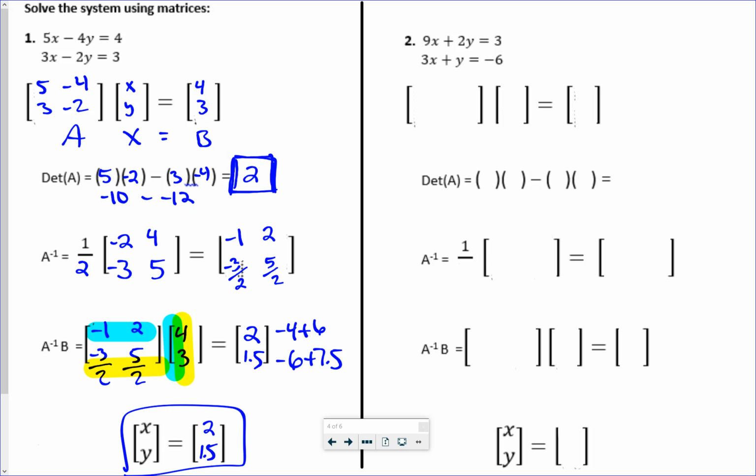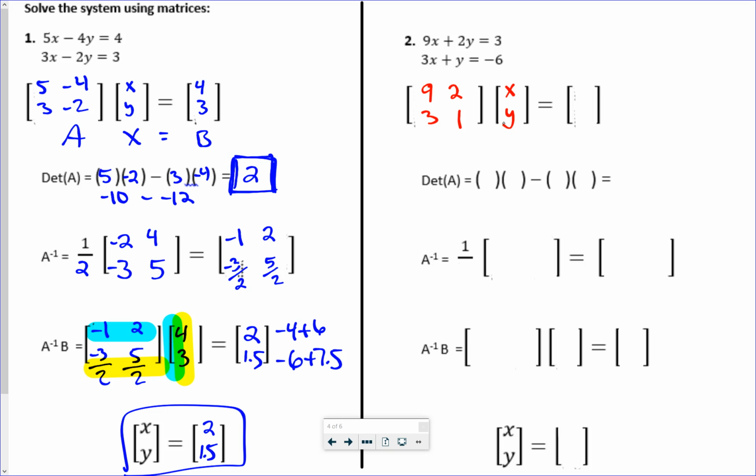All right. We're going to play popcorn. Who wants to start off popcorn? Emmy wants to start popcorn. All right. Emmy, what is my matrix A going to look like? 9, 2, 3, 1. Popcorn. What is my variable matrix going to look like? Look at that. Nice.